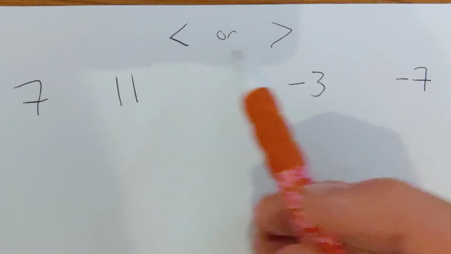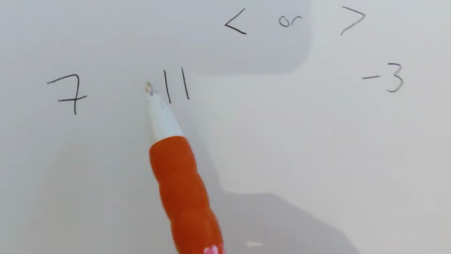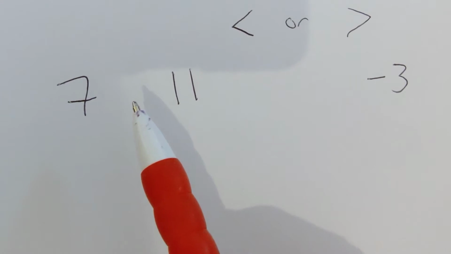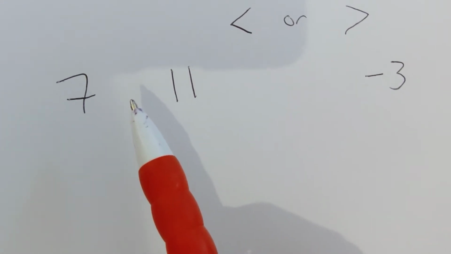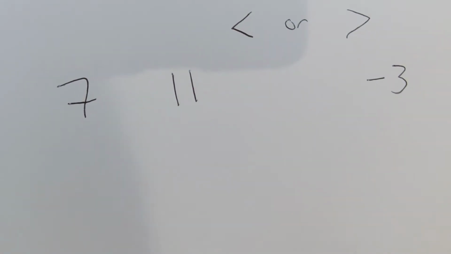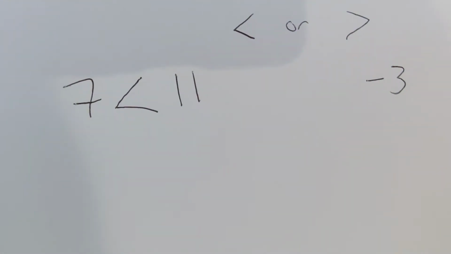So we see we've got these two symbols here. I like to think of them as crocodiles. So if I wanted to put one in this space here to make this statement correct, the crocodile always eats the bigger number or the bigger thing. So obviously we know that 11 is bigger than 7, so we need to put in the crocodile that will be eating 11, like that.